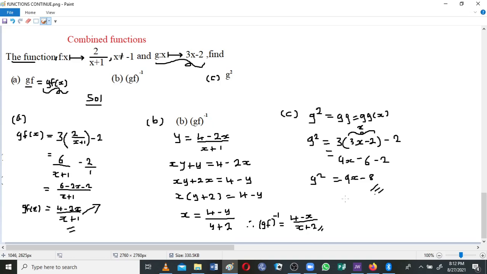So 9x minus 8 is the solution for g squared, which is the combination of the same function. All right, thank you so much. Let's solve some more questions in the next video.